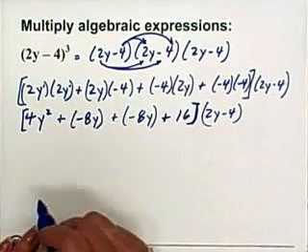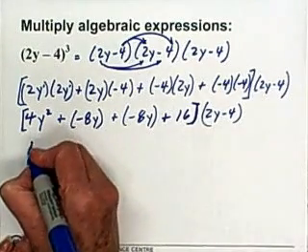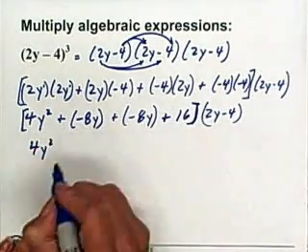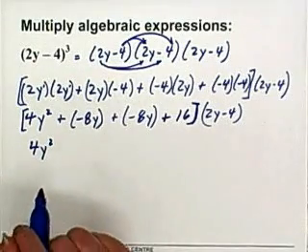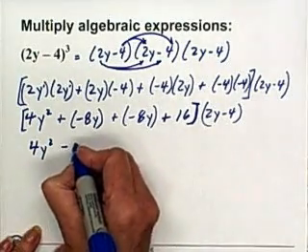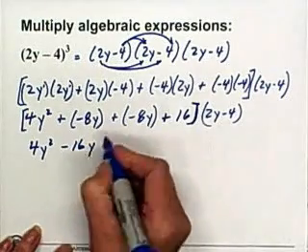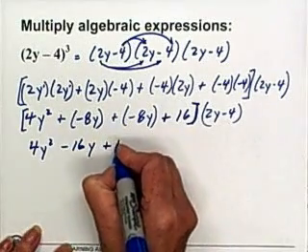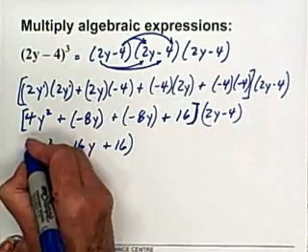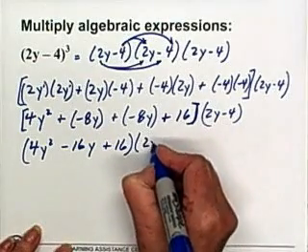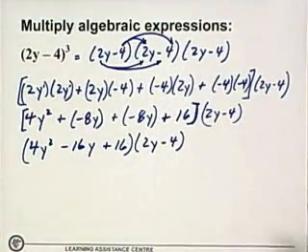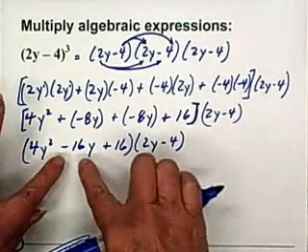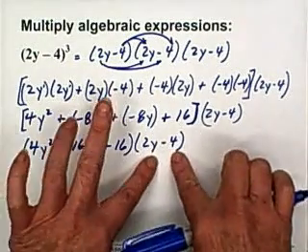Now let's just add these like terms. So here we have 4y squared. We have minus 8y and minus 8y. Those add up to minus 16y. And then we have plus 16. Now this then is multiplied by 2y minus 4. So we've got to this point. Now we still have to multiply this thing by this.